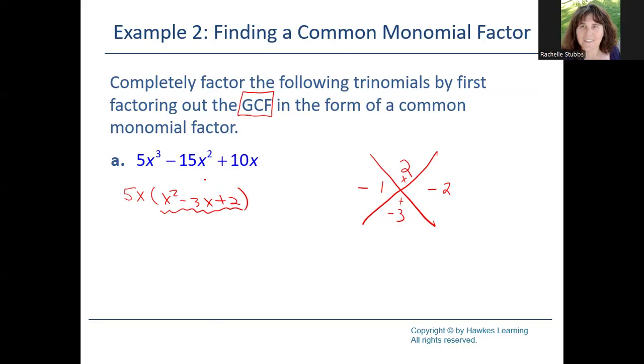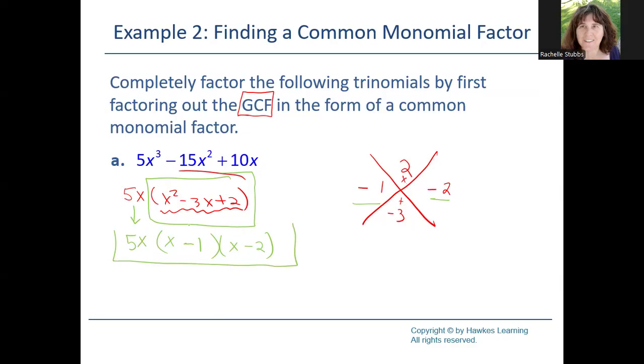And so I'm going to rewrite this part right here. It's going to get rewritten as the factors x minus 1 and x minus 2. And don't forget to bring down that 5x, because if I ask you to factor it completely, I need to see that. And so the whole correct answer is that.